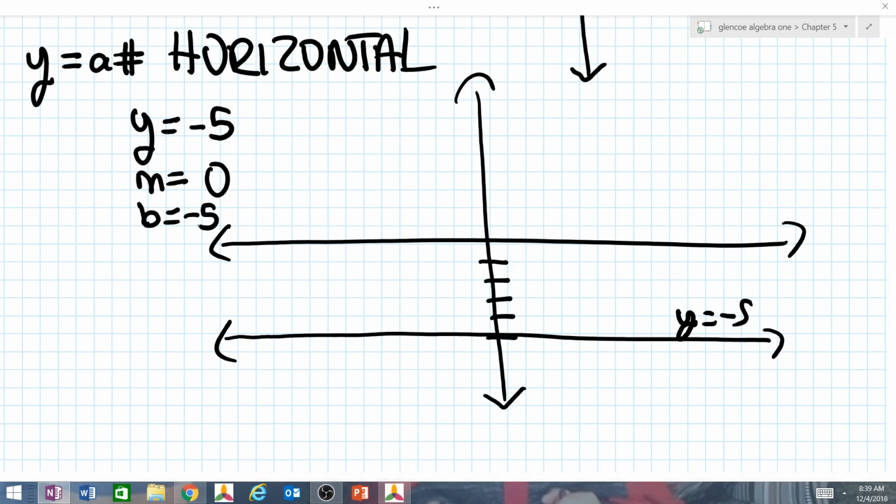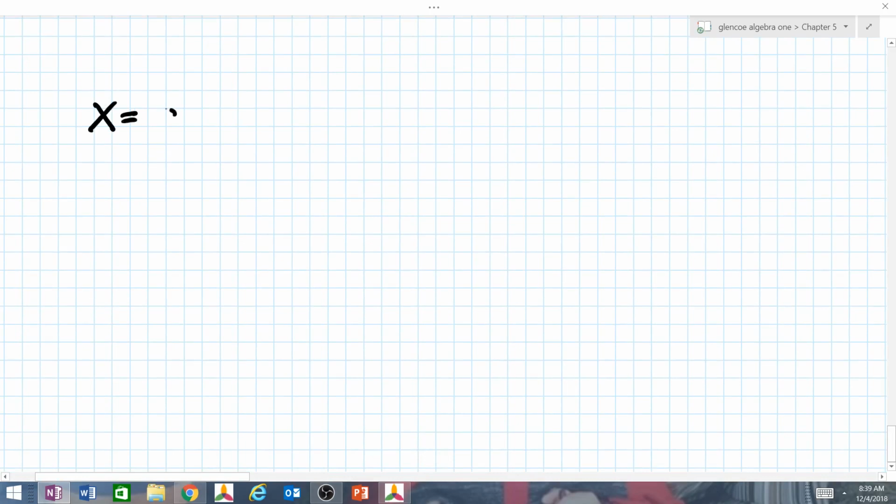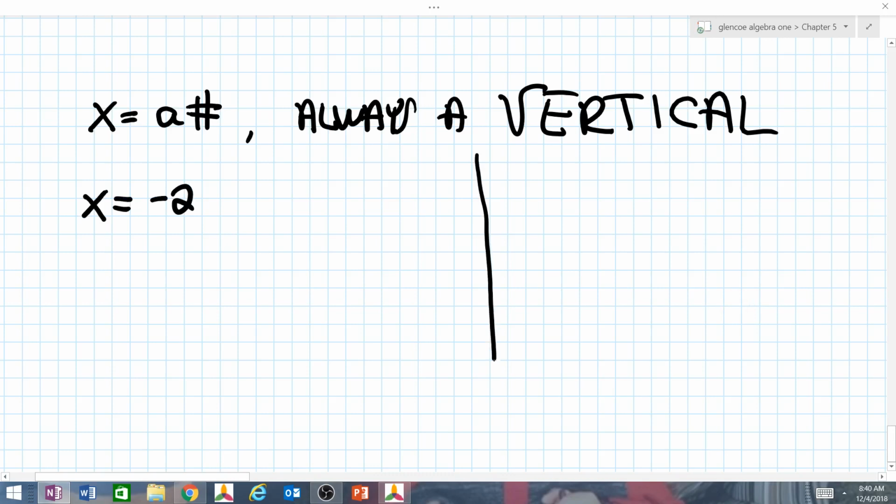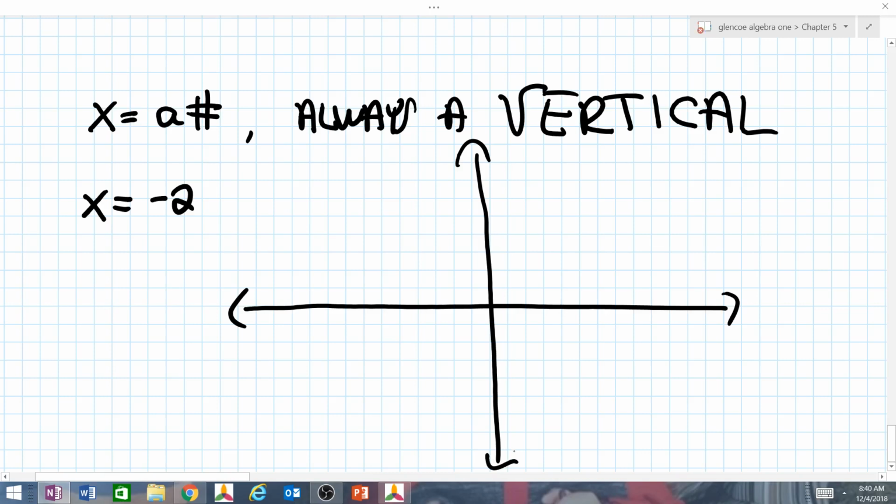Okay, so there's 12 questions. This is a great lead-in for what I'm teaching today. Let's do one more exception to the rule, which is x equals a number. X equals a number is always a vertical line. If you get them confused, then just learn one and the other one is the opposite. So let's graph x equals -2. X equals -2 is a solid line at -2. I'm going to drop it right there.